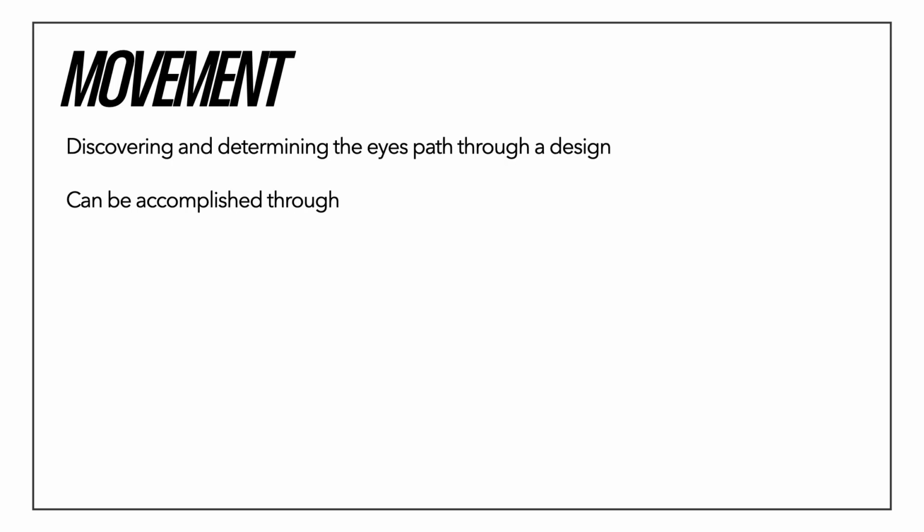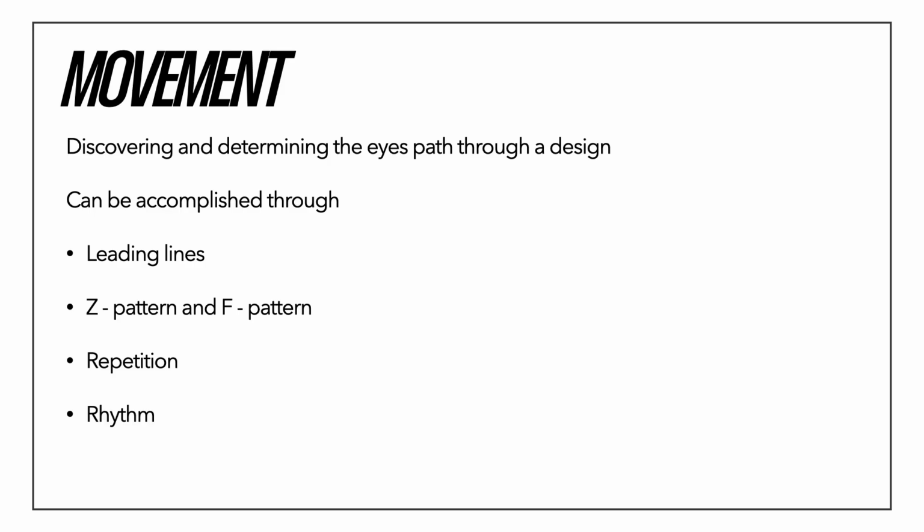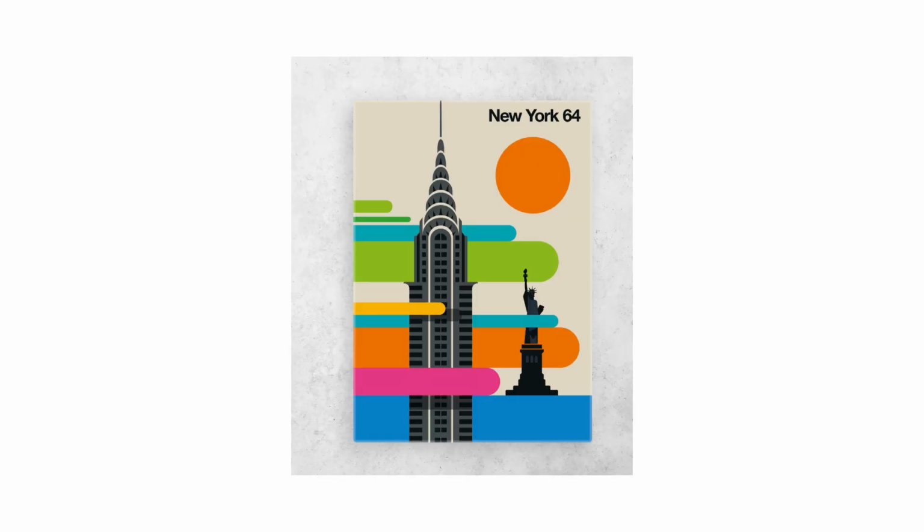So movement is discovering and determining the eye's path throughout a design. This can be accomplished through leading lines. This can be accomplished through a couple of patterns that we'll talk about in a second, the Z pattern and the F pattern. This is also accomplished through repetition, rhythm, and color.